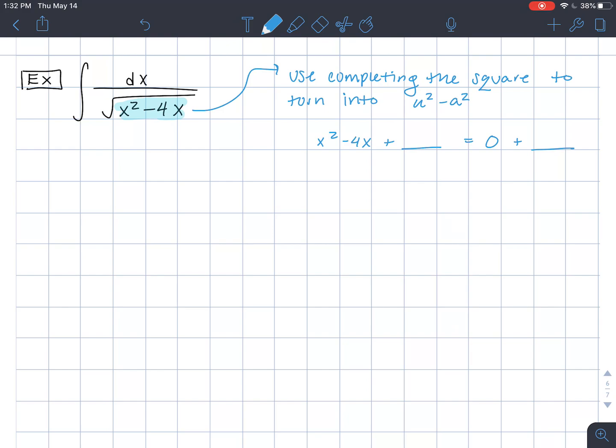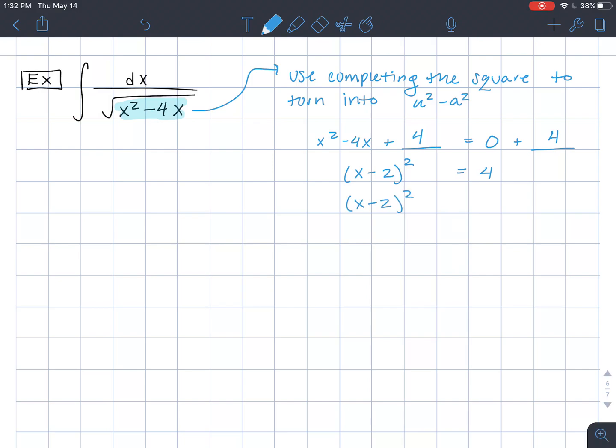So to make the left side a perfect square, I'm going to take my b value, -4, divide it by 2, and then square that. So -4 over 2 is -2. -2 squared is +4. I'm going to rewrite this as a perfect square binomial, right? x minus 2 squared gives me that thing, and that equals 4.